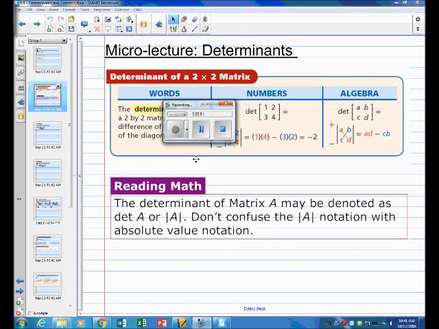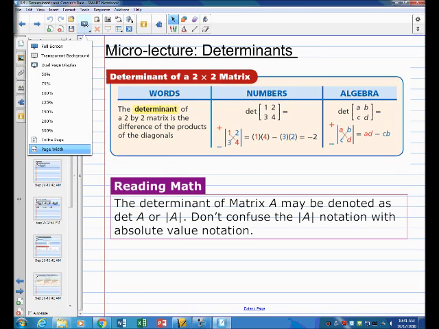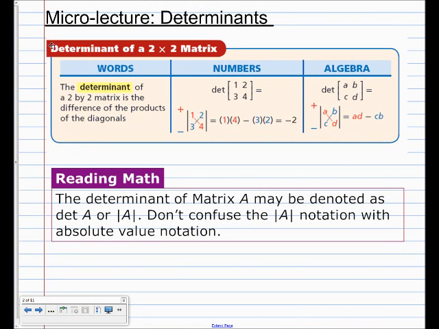All right, so the reason I asked you guys to look at figuring out if there are solutions for a system is because today we're going to end up with our second micro lecture. We're going to be looking at solving systems again.